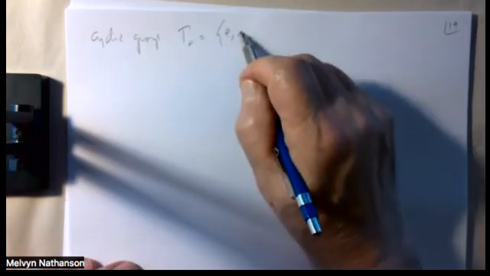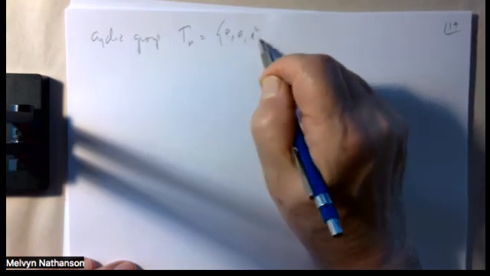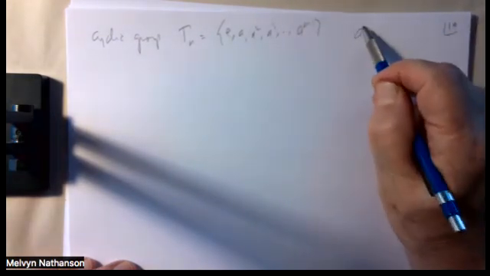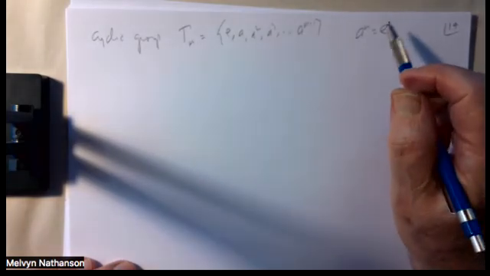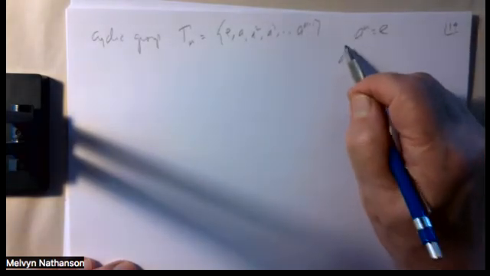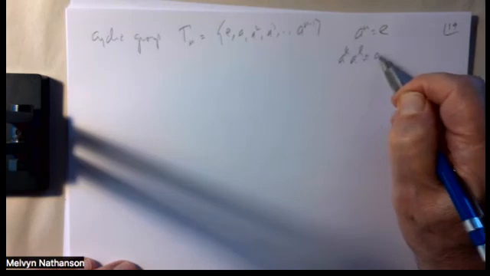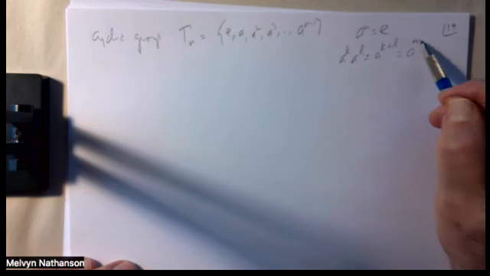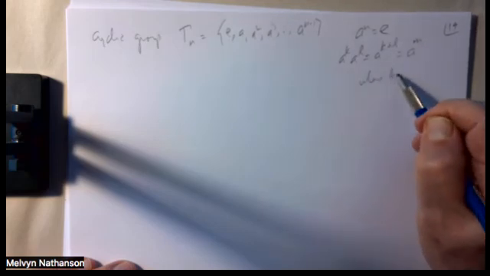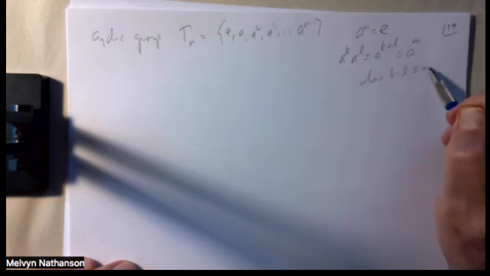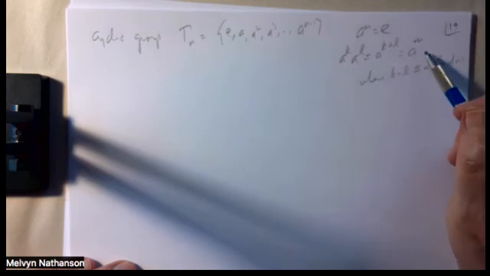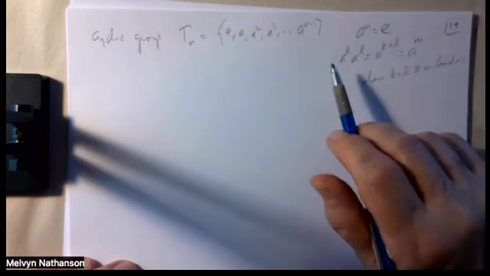So gamma n consists of A, E, A squared, A cubed, up to A to the n minus 1, where A to the n is the identity. And in fact, if you multiply A to the k times A to the L, that's A to the k plus L, which is really A to the m, where k plus L is congruent to m mod n, because A to the n is the identity.